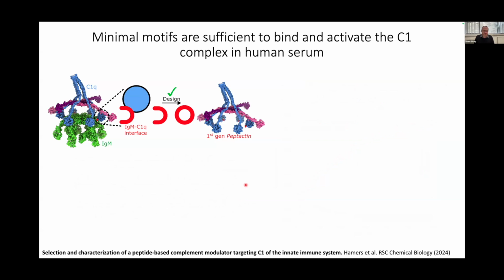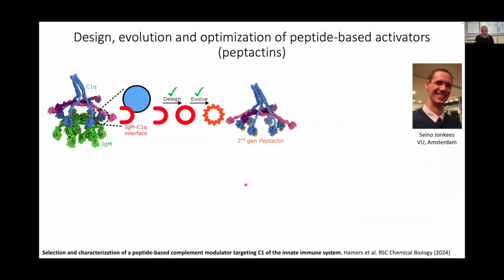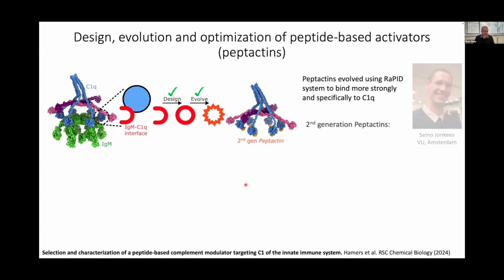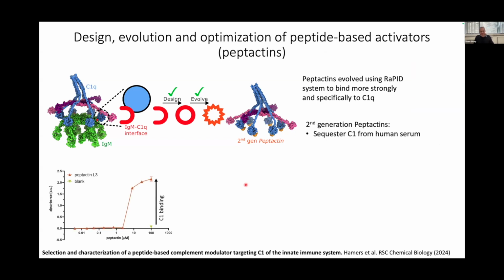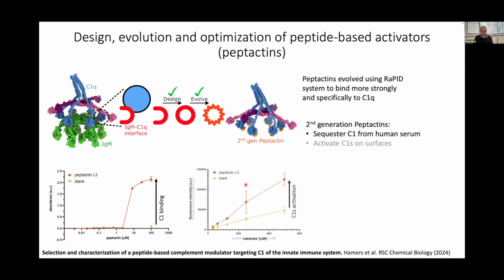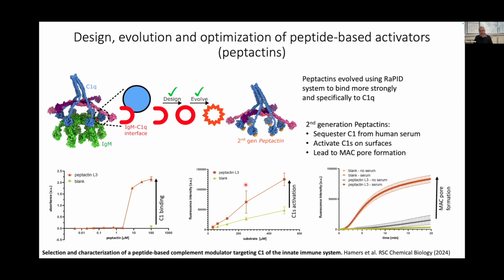So what we did next was some structure-guided selection and design. We used a technique called rapid selection, which we did in Senyo Jonke's lab in Amsterdam. And this allowed us to evolve our minimal motif, this little peptide, into a more potent molecule. And now we have second generation peptactins that can sequester or recruit C1 from human serum selectively. It can activate the C1r and C1s serine proteases, and it even induces pore formation and lysis of lipid membranes.